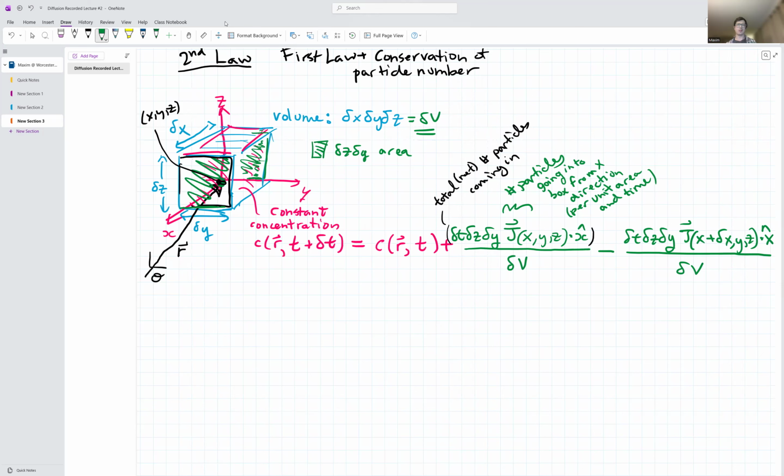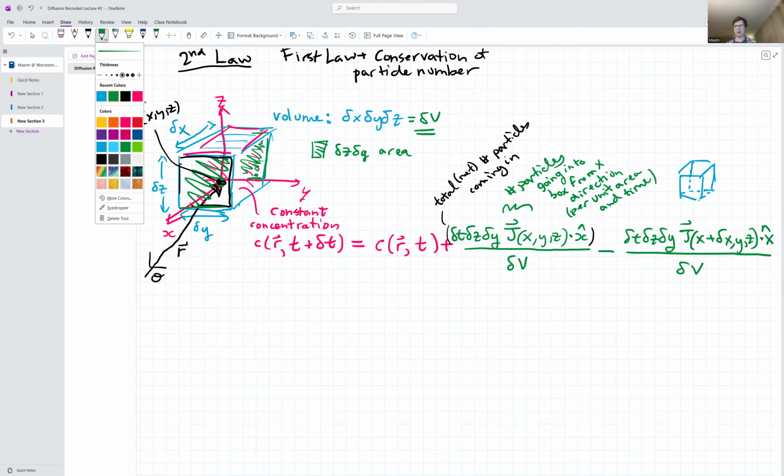So if I were to redraw the box, just so we can see which faces we're talking about: the front and back faces. Let me just make it nice like that. So we have now taken into account the particles coming in from the back, and they could be coming out from the back too. It doesn't matter. It's just the way we've chosen to calculate the flux.